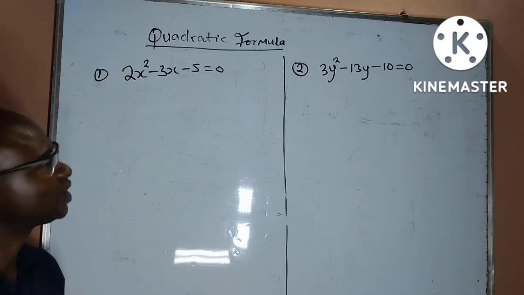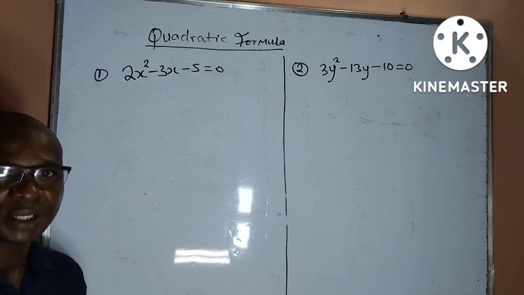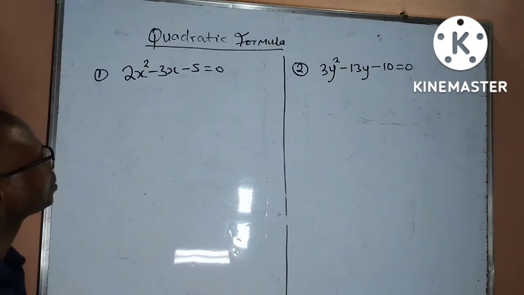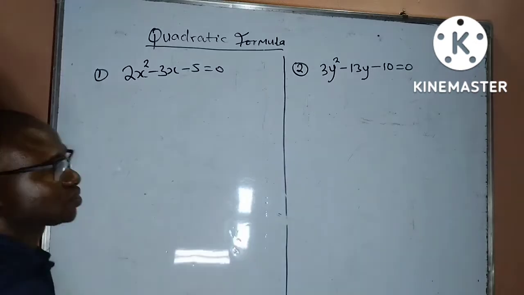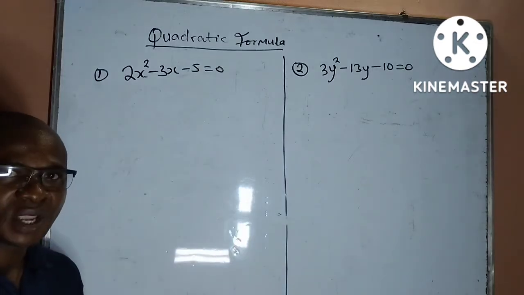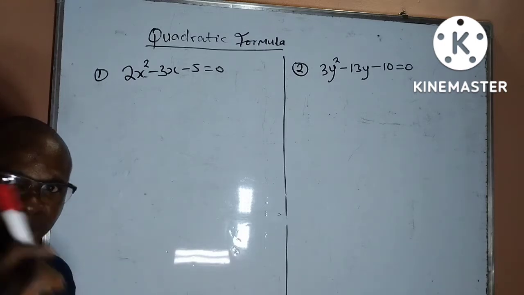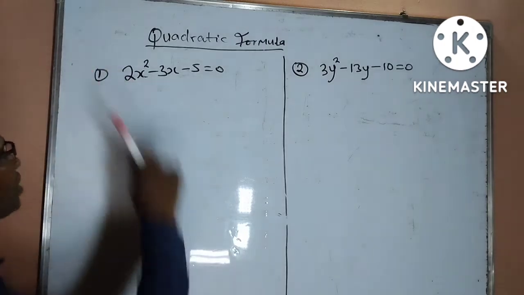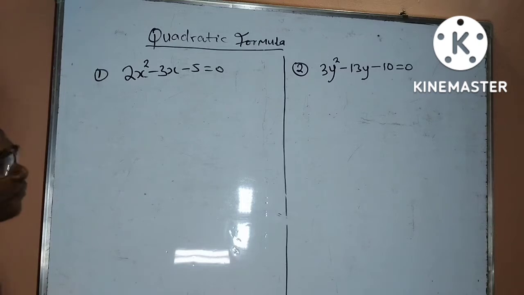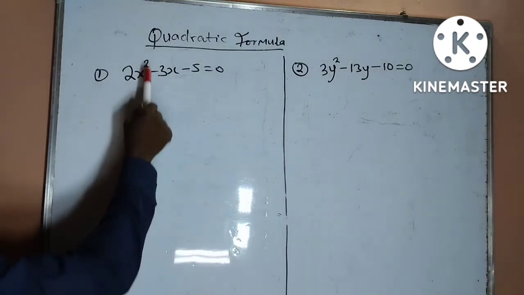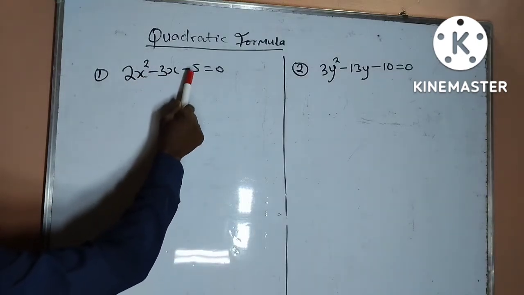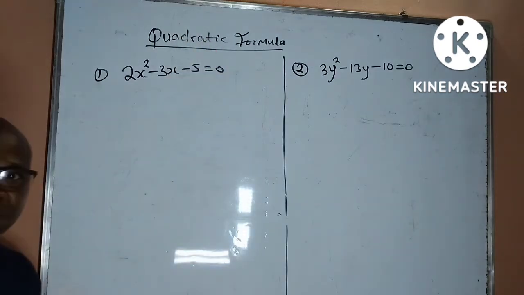Today, I want to teach quadratic equations using the quadratic formula. Okay? So, I have two examples to explain how we can solve quadratic equations using this formula method. Question number 1, we are given 2x raised to the power 2 minus 3x minus 5 equal to 0. That is what we are given.